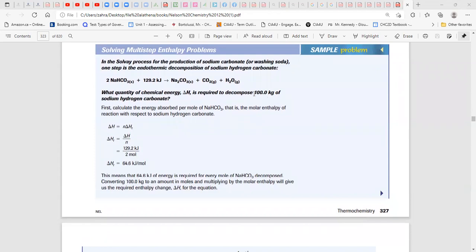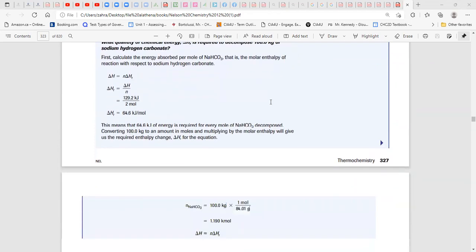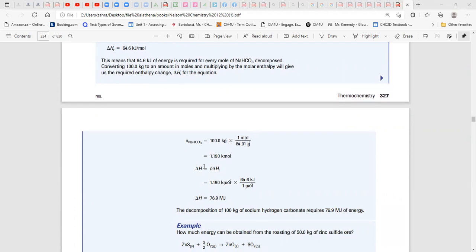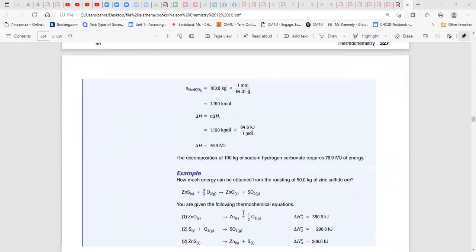Now for 100 kilograms, I need to see how many moles it is. Convert this one: mole is gram divided by the molar mass. This gives you 1.19 kilomole. Again, delta H is n times delta H, the molar enthalpy we calculated before. So we do it and we find the enthalpy released by 100 kilograms.